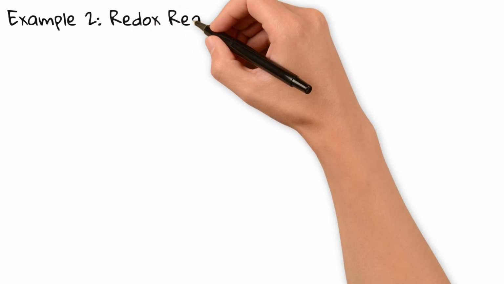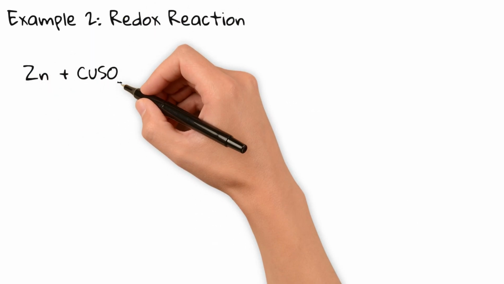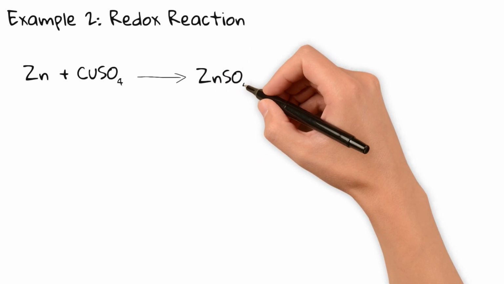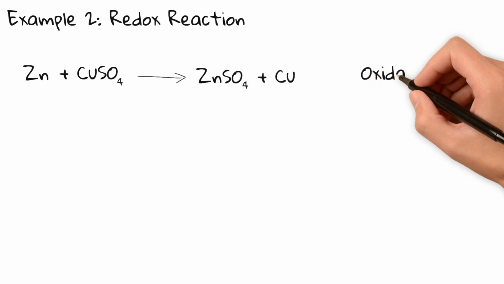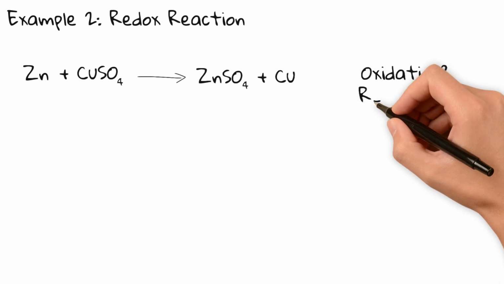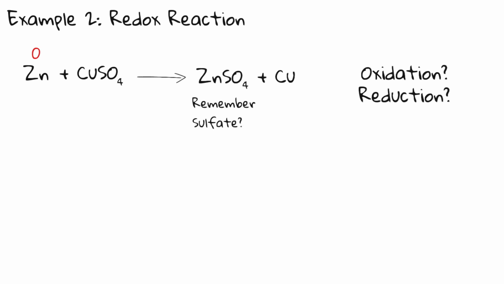Now let's try a classic redox reaction as an example. Zinc plus copper sulfate reacts to zinc sulfate plus copper. In order to find which element gets oxidized and which gets reduced, we should start by finding the oxidation numbers. Since zinc, Zn, is alone, it has the oxidation number 0. On the product side, zinc is now paired with sulfate. Remember, sulfate has the oxidation number -2, making zinc +2.